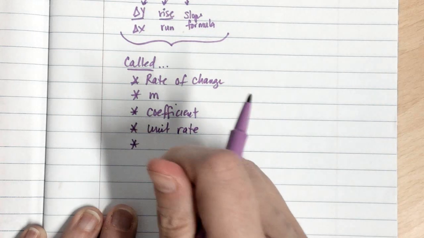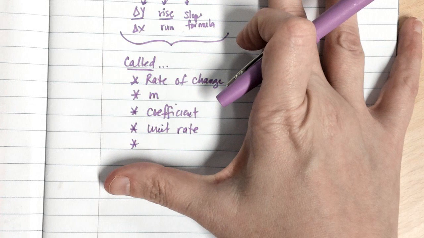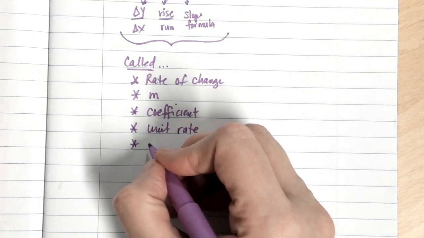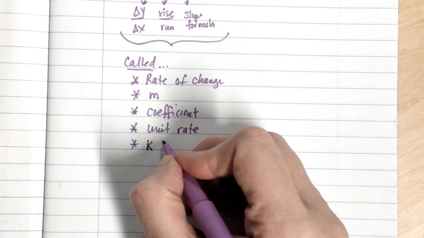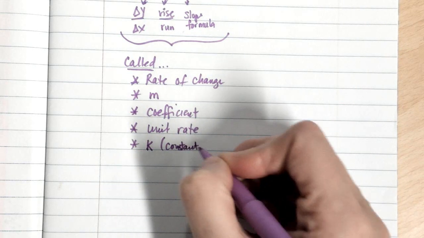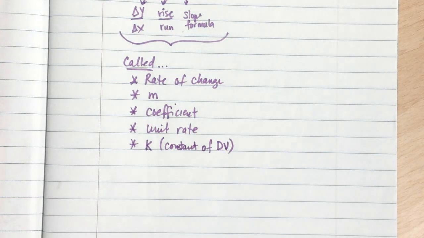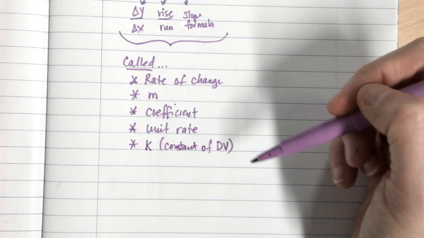And in this case we're not talking necessarily about slope-intercept form, but if it's in a direct variation, we call it k, which is the constant of, I'm just going to put dv for direct variation. Okay? So those are other things that we call it.